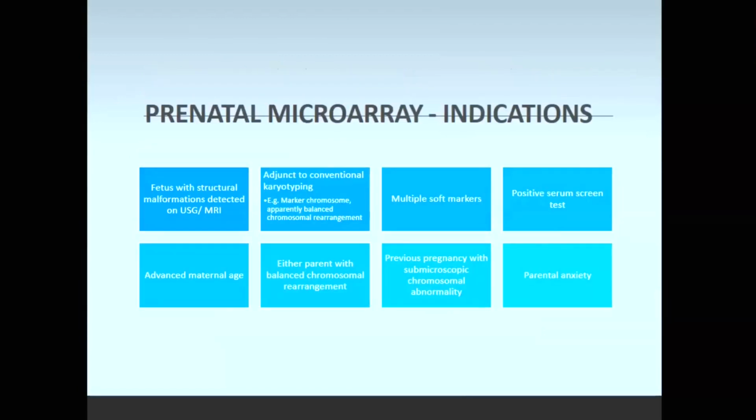In prenatal microarray, we can do it in cases with structural malformations, if we identify any abnormality on karyotype such as marker chromosome or apparently balanced chromosomal rearrangement, there can be multiple soft markers, positive serum screen, and advanced maternal age, or if one of the parents is a carrier of balanced translocation. If there is a previous pregnancy with some microdeletion or duplication, or if the parents are anxious and want to do all the investigations, then also. In every case in which we are doing invasive testing, we should offer microarray.